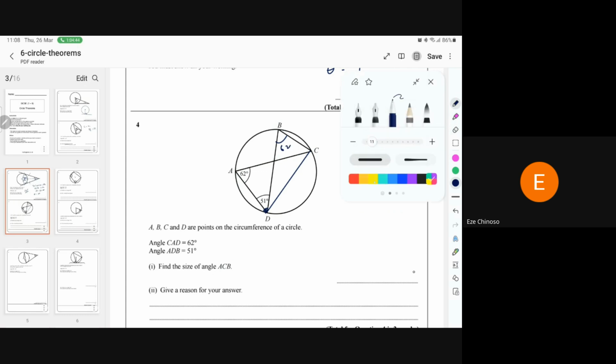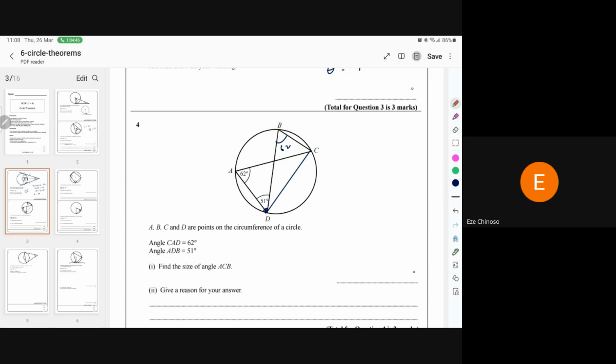Now you can observe that there's another chord. This chord here moves from here, meets up, and that will give me an angle. This same chord moves from here to this place. So what's the angle right here? 51. That will be as well 51. Are you seeing it now? 51 degrees. So which means that angle ACB is equal to 51 degrees.